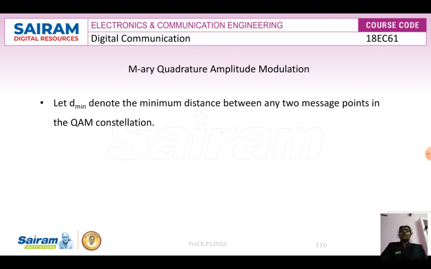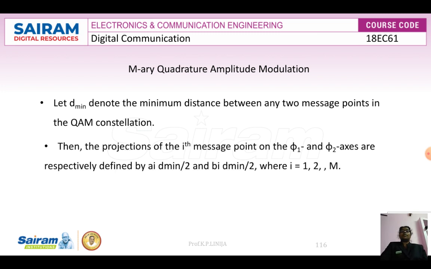Followed by that, let us consider the minimum distance between any two message points in a QAM constellation. The minimum distance is represented by d minimum. The projections of the ith message point on the phi 1 and phi 2 axes are defined by ai d minimum by 2 and bi d minimum by 2. Here i varies from 1 up to M.